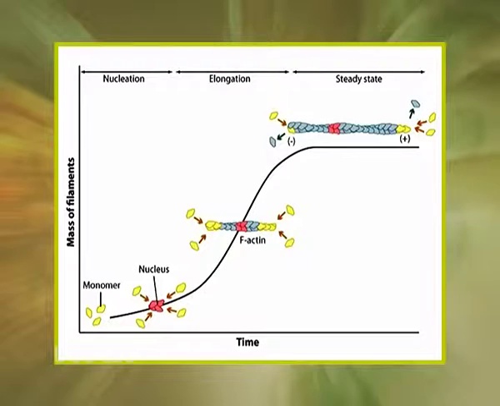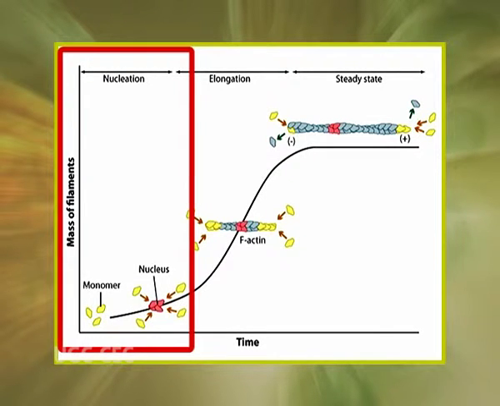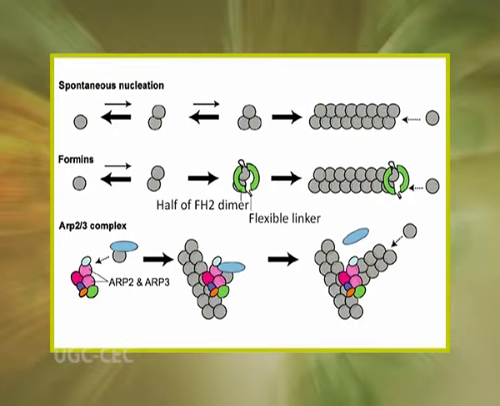Actin polymerization is completed in three steps. Nucleation. The first step in actin polymerization is the formation of small aggregates consisting of three actin monomers. This step is the rate limiting step of actin polymerization. Two types of proteins, formin and the actin related protein complex ARP2/3 complex, determine where filaments are formed within the cell by nucleating actin filaments.